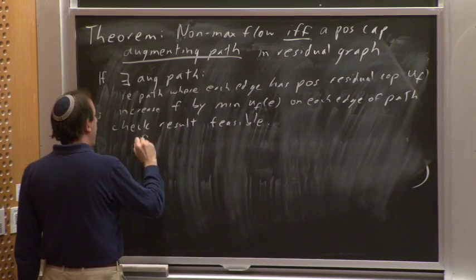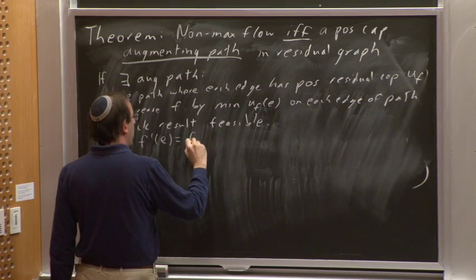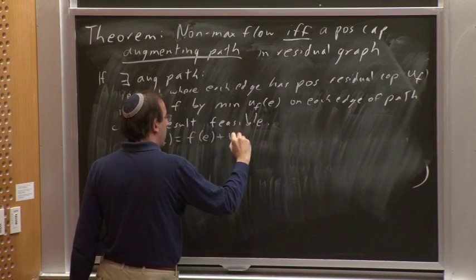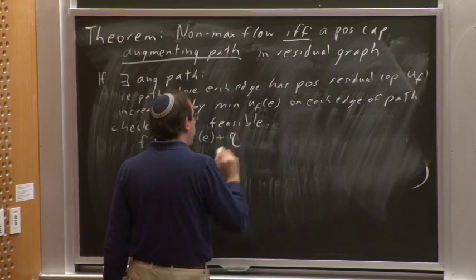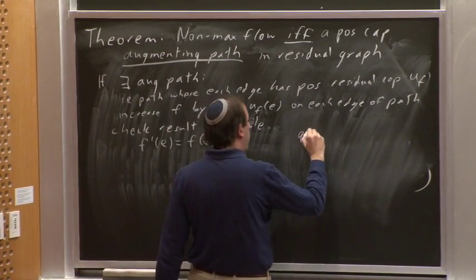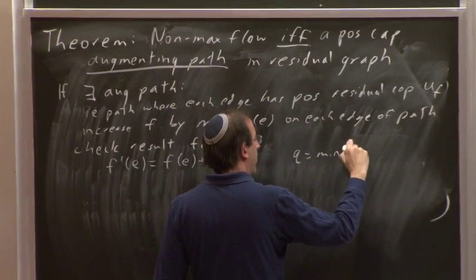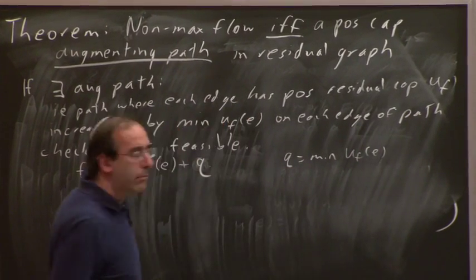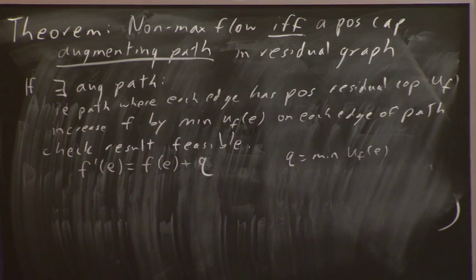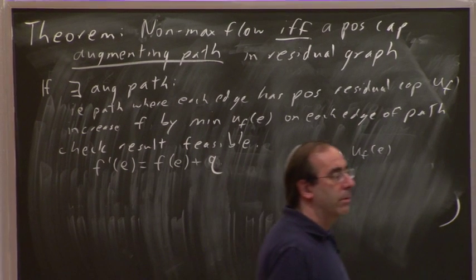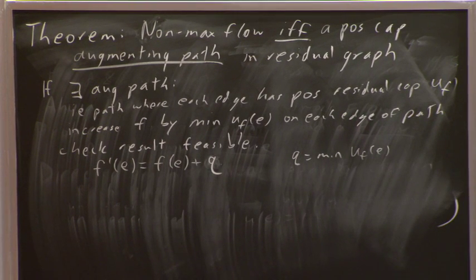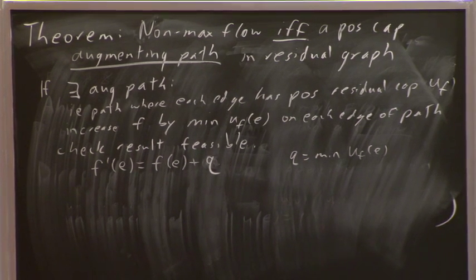okay? So we have f prime of e equal to f of e plus, what letter should I use? Q. Q is a good letter. Where Q is equal to the minimum of uf of e's. Why do I still have a feasible flow when I do this? I'm starting to see the same hands a little too often. Everybody else get lost?